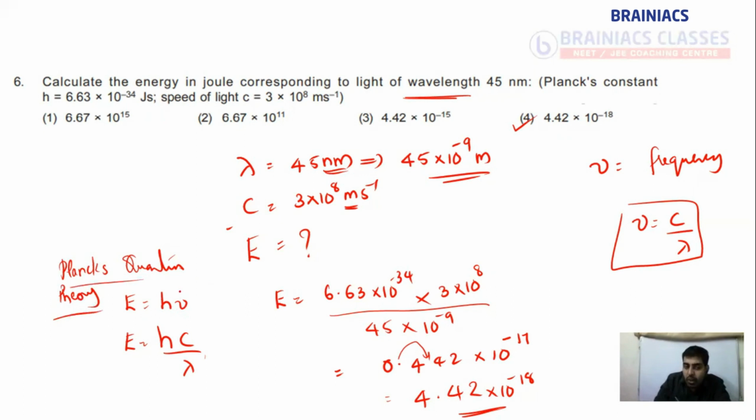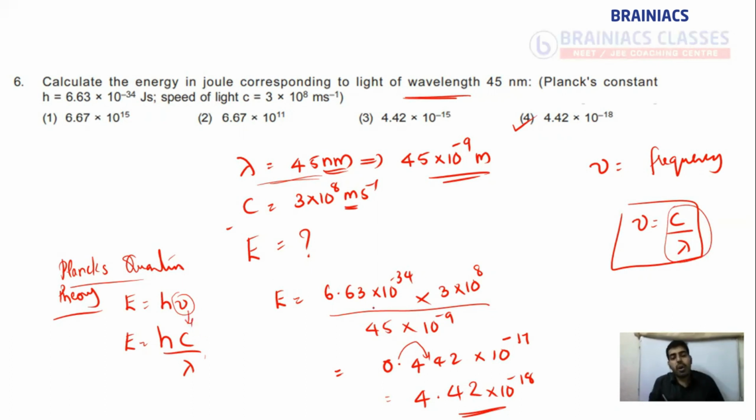But we don't know the value of nu, right? We know the value of wavelength, but we don't know the value of frequency. So we can calculate frequency by using the equation nu is equal to c by lambda. Or you can substitute this value directly here. Instead of nu, you can write c by lambda.